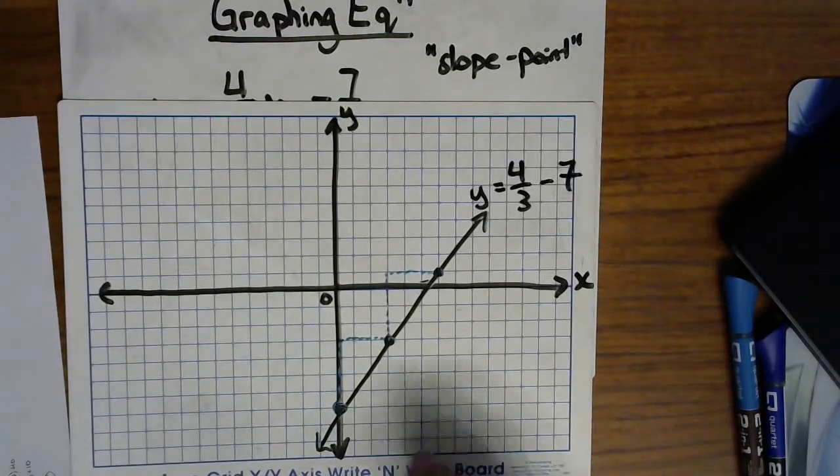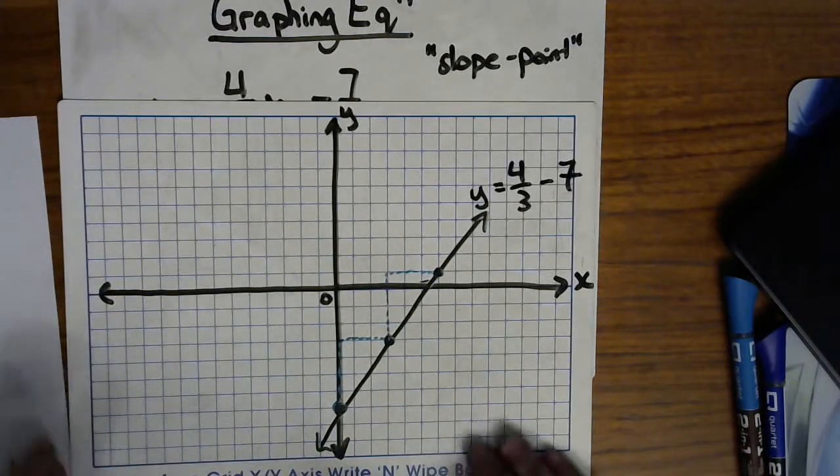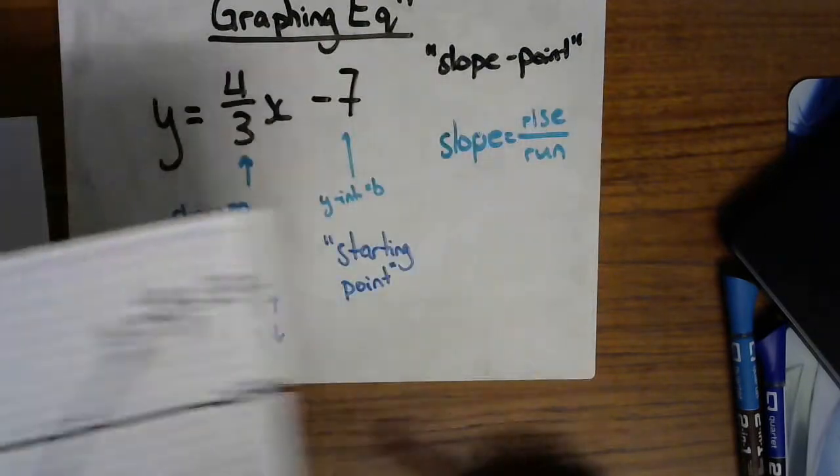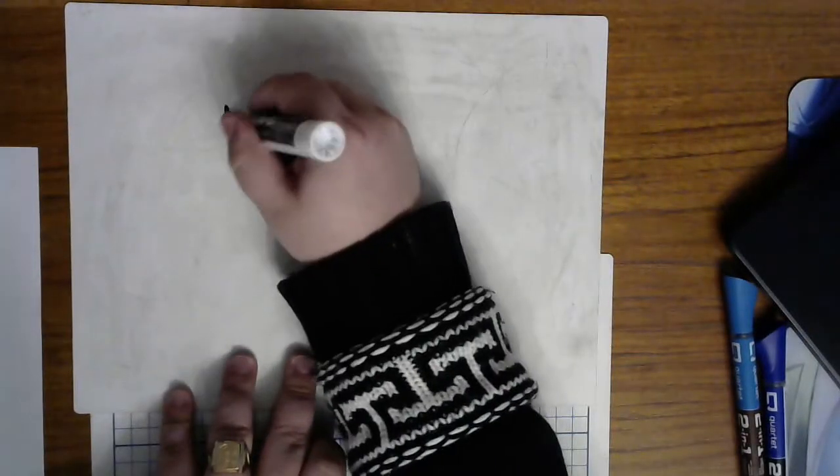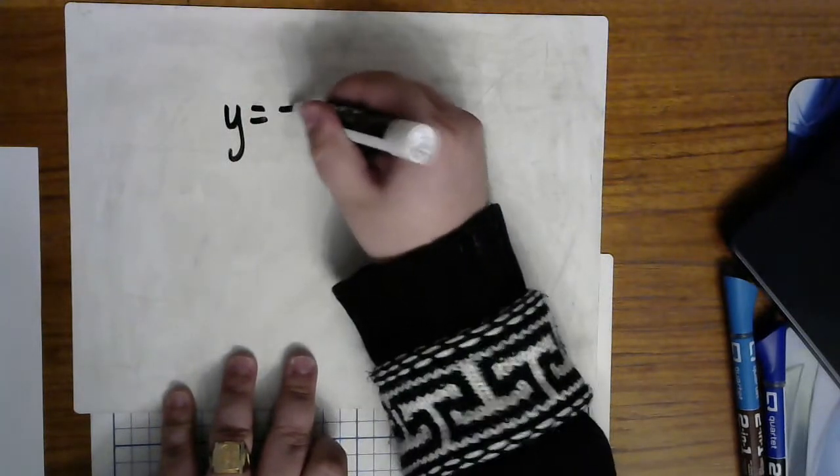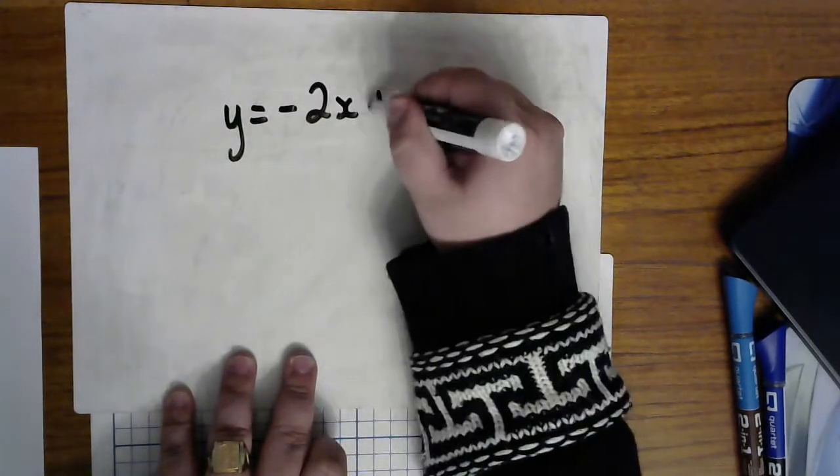So this was a positive one. To give you a quick example, let's see how a negative slope would look. I'm going to flip these over for simplicity's sake. Let's say this time we had an equation y equals negative 2x plus 4.